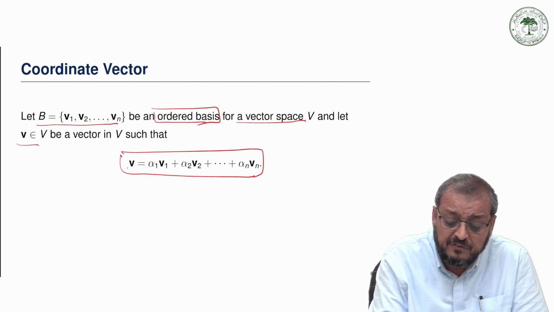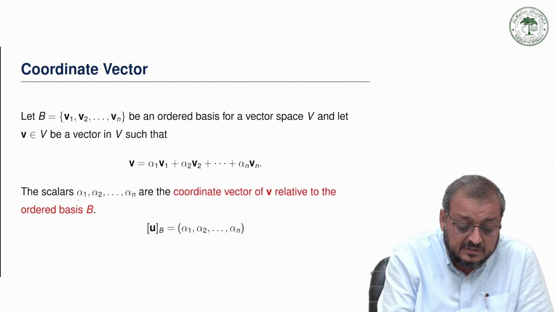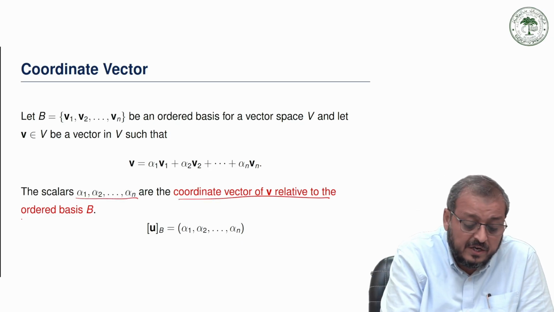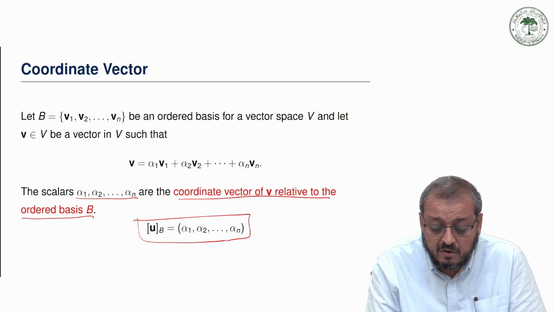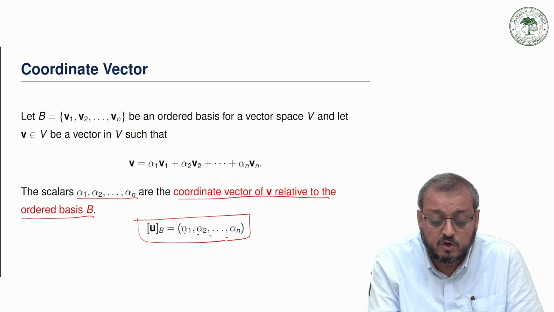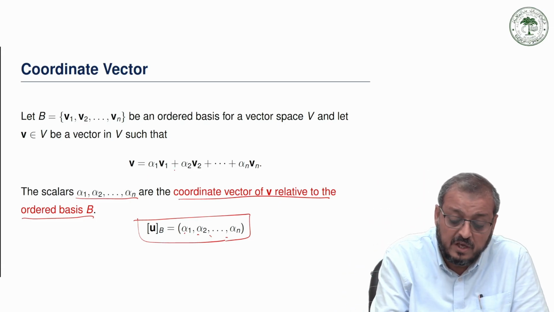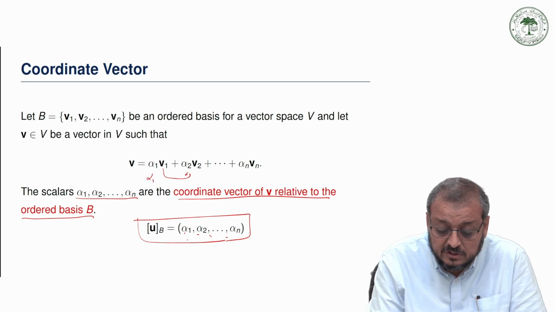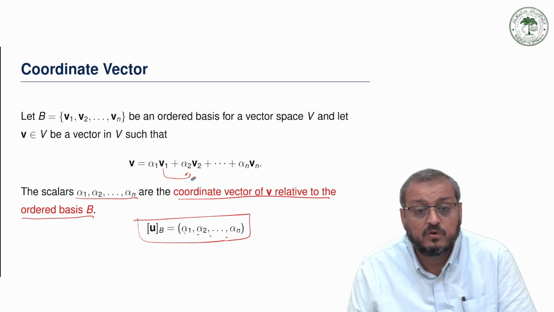So if v has a unique representation, then we can say that the scalars alpha 1 and alpha 2 are the coordinate vector of v relative to the ordered basis B, and this is equal to this. Why is this ordered? Order is important. When you calculate this, the order of the basis elements is very important. Otherwise, if we change the order, then this should be alpha 2 and alpha 1. So accordingly the coordinate vector also changes.